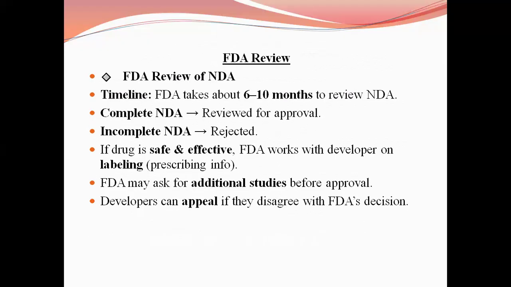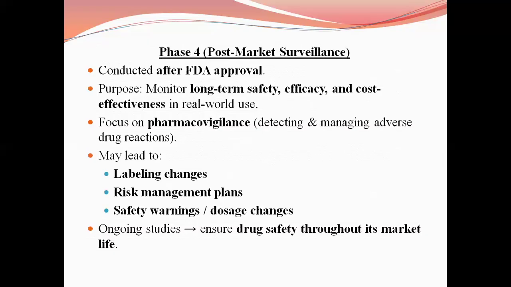Now the FDA review of the new drug application. It will take 6 to 10 months to review the new drug application. A complete new drug application is reviewed for approval. If it is incomplete, it will be rejected. If the drug is safe and effective, FDA works with the developers on labeling and prescribing information. FDA may ask for additional studies before approval. Developers can appeal if they disagree with the FDA's decision.